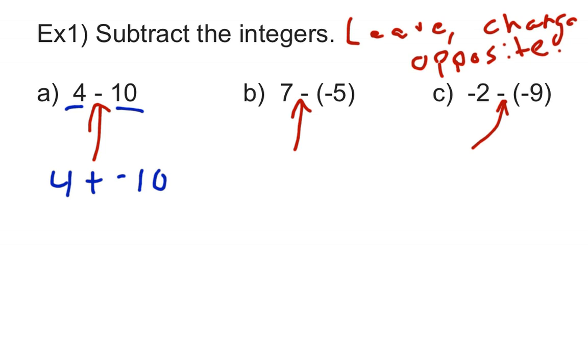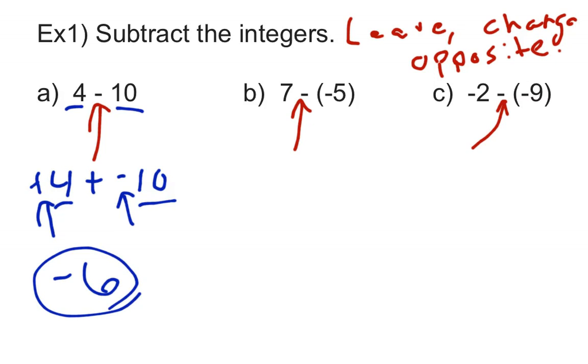Now I can use my adding integers rule, which tells me that the signs are different. I know the 4 is a positive 4, and the 10 is a negative 10. The signs are different, so I subtract. I take 10, I subtract 4 to get 6, and since 10 is bigger than 4, that means there are more negatives. The 10 was a negative, the answer is going to be a negative.